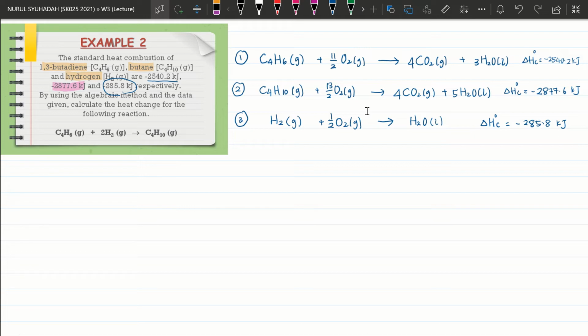Let's do it one by one. Let me change into another color pen. Let me use the black one. No, let me use red. Now, this is our target equation. So check one by one.